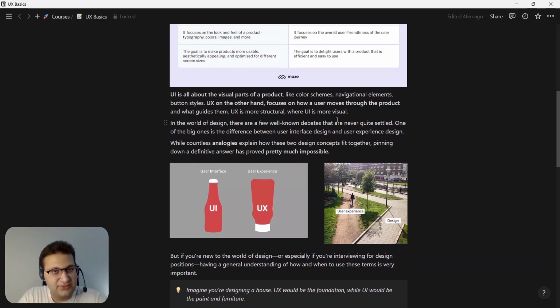UI is all about the visual parts. We have discussed that, like color schemes, navigation elements, button styles. UX, on the other hand, focuses on how a user moves through the product and what guides them. So UX is more structural, where UI is more visual.